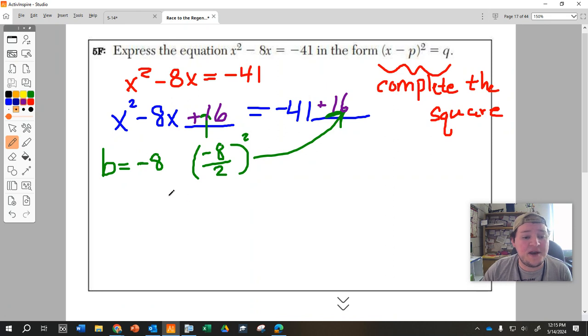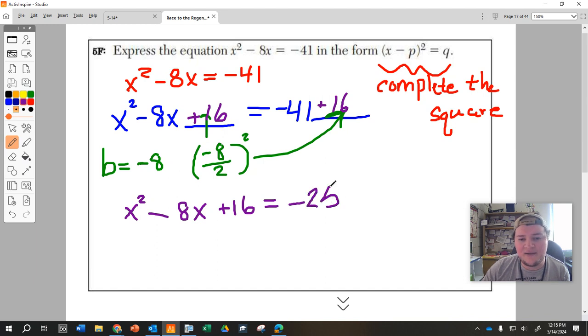Little cleanup down here. x squared minus 8x plus 16 equals. Negative 41 plus 16, type it in the calculator. You should get negative 25. It's just a cleanup on the right-hand side.